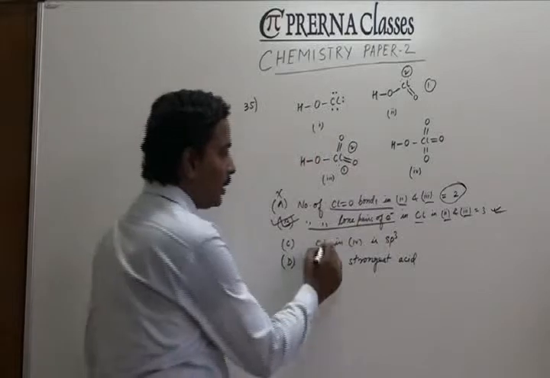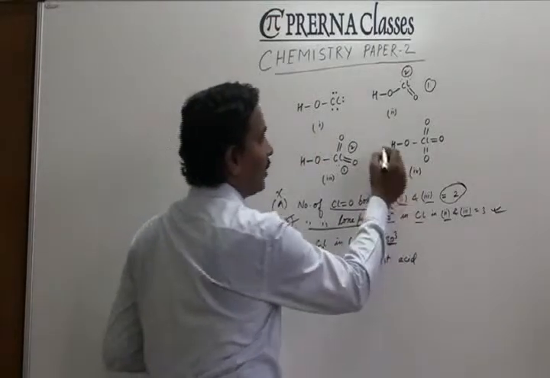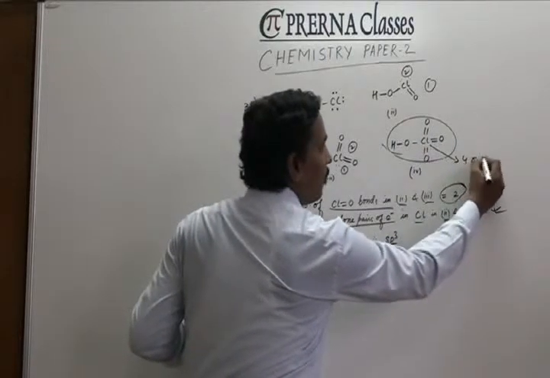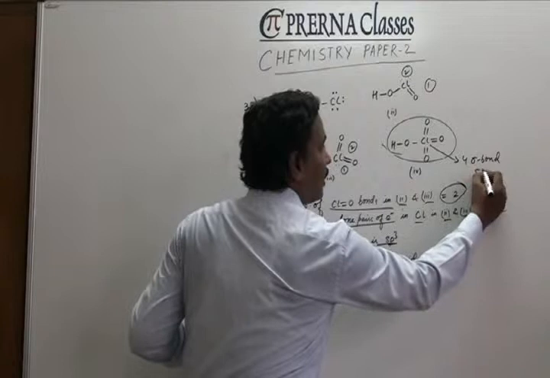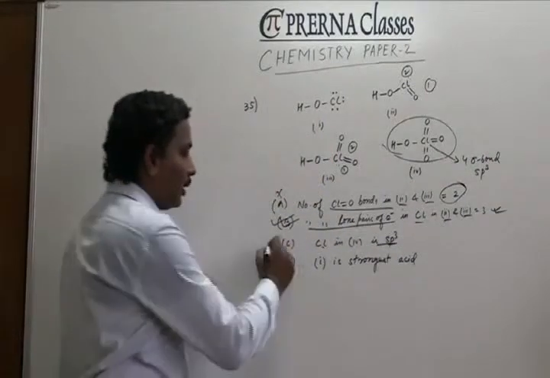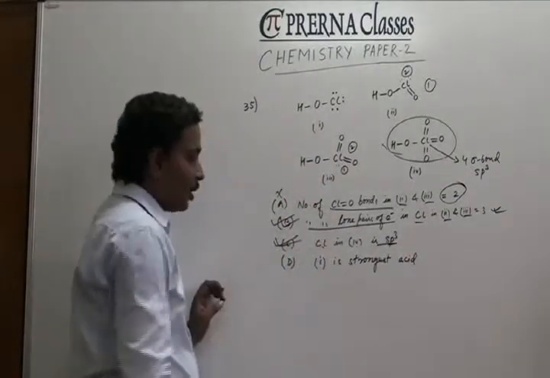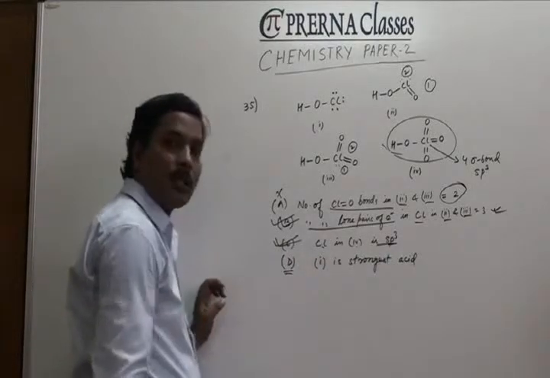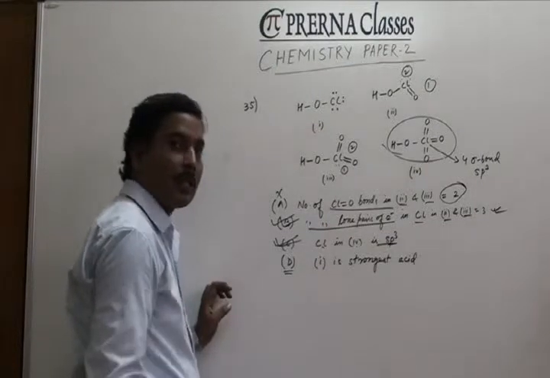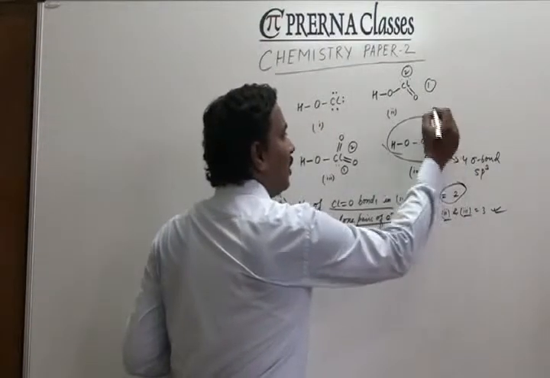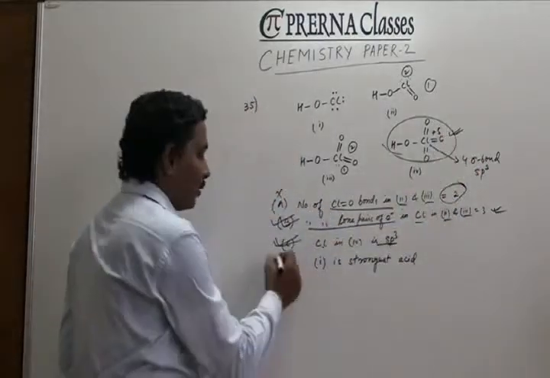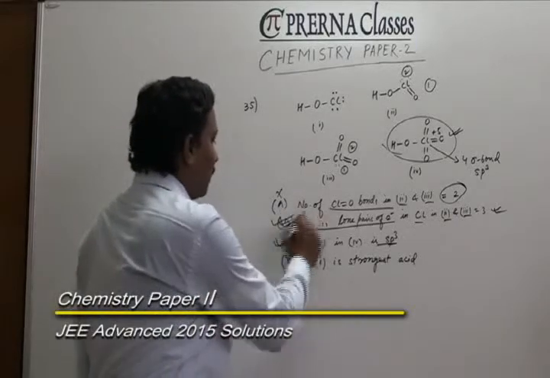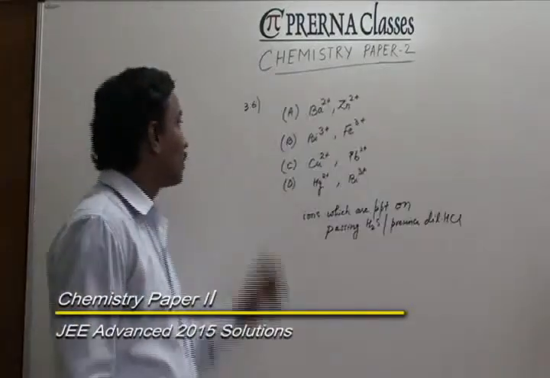The next one, Cl in 4 is sp3 hybridized. In HClO4, Cl has 4 sigma bonds, therefore its hybridization is sp3. Therefore again option C is correct. Now if we consider option D, 1 is the strongest acid. The higher the oxidation state of Cl, the higher will be its acidic character. 3 has +5, therefore it is more acidic. Therefore we can say 1 is not the strongest acid. So my answer is B and C. Question number 36.